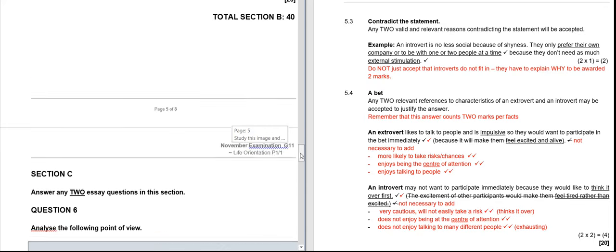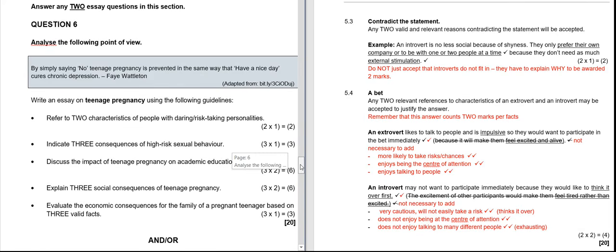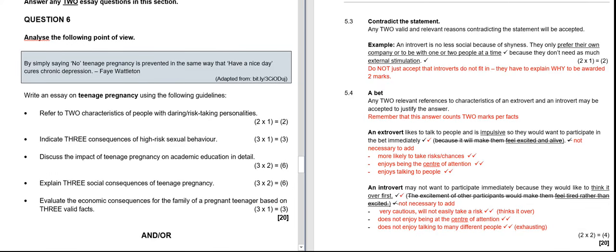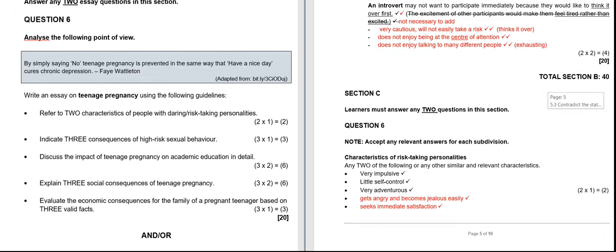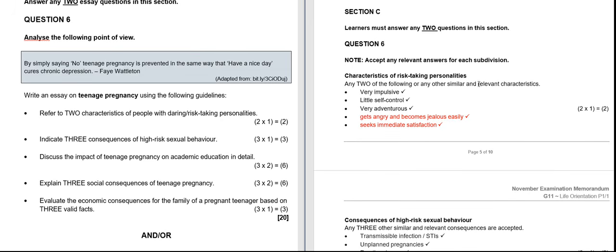So moving forward to our section C, that is question 6. So question 6, these are the questions that we have. And of course, on our answer section, in terms of our question 6, this is what we have on the first part of characteristics of risk-taking personalities.